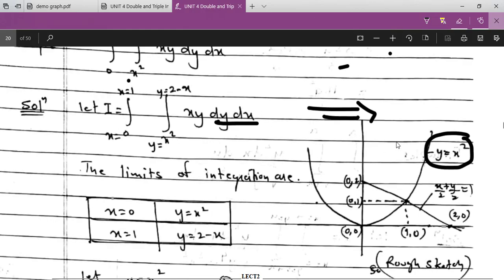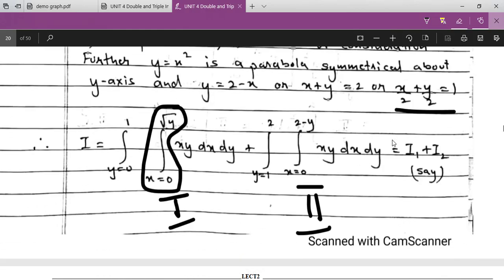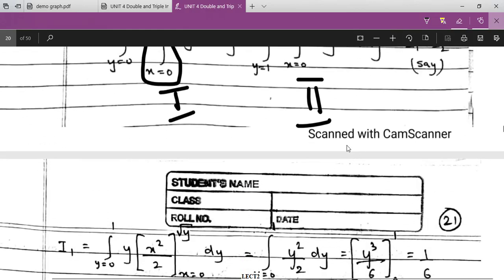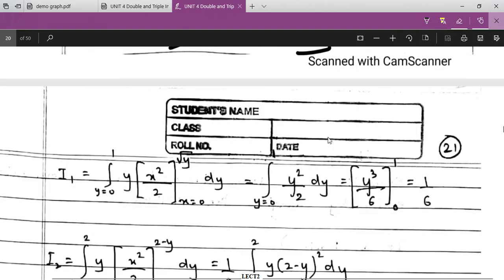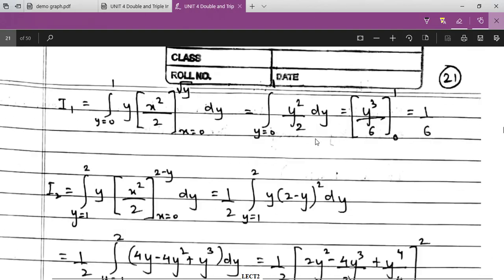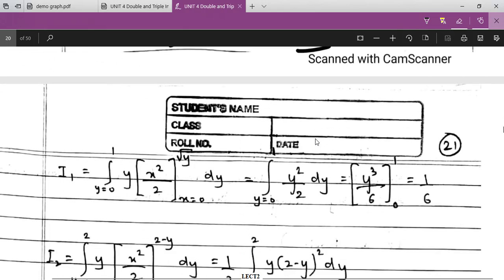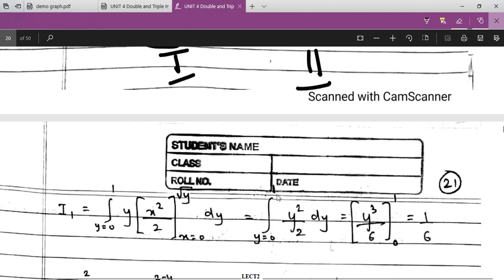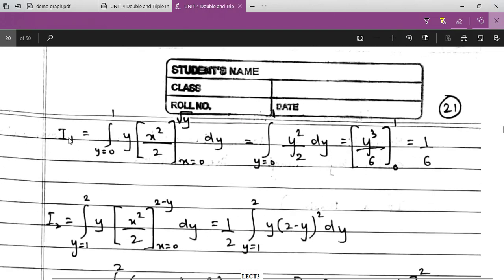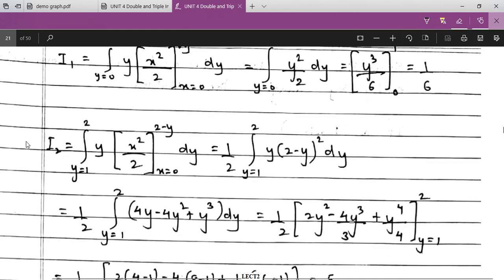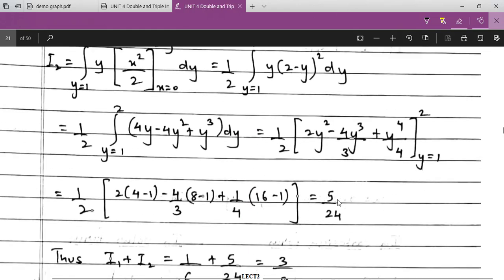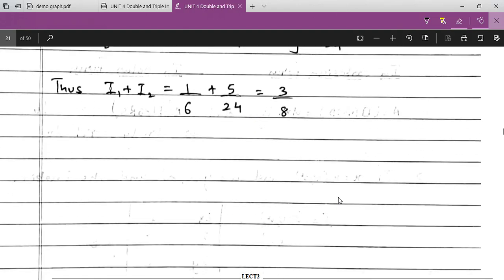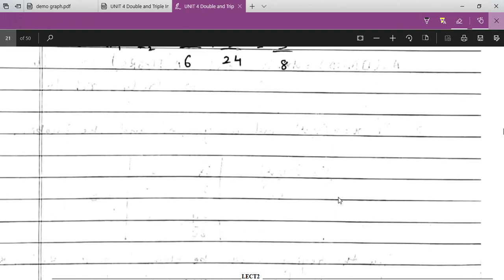So first thing is you should have the idea of drawing a rough sketch, and this is my second region. And finally this part I won't explain to you, right? We need to evaluate region 1 and region 2 separately. So region 1, I have evaluated it, it is 1 by 6. Region 2 is 5 by 24, and the final answer is 3 by 8.